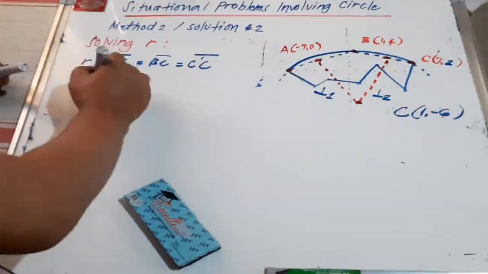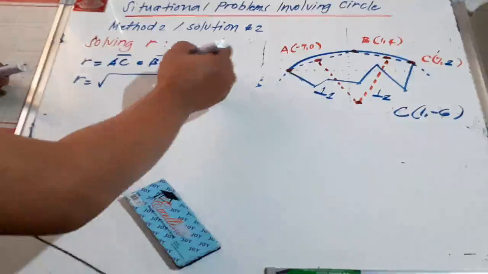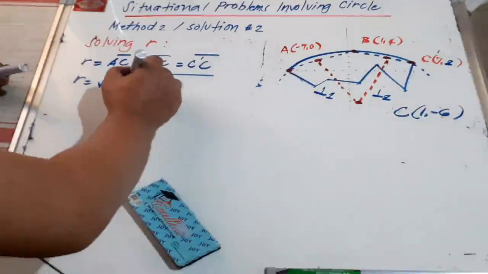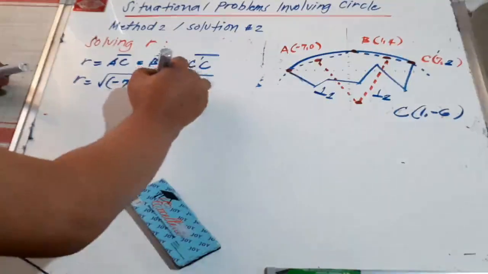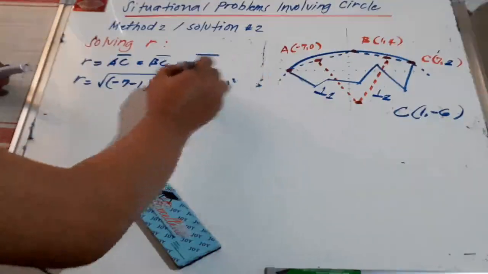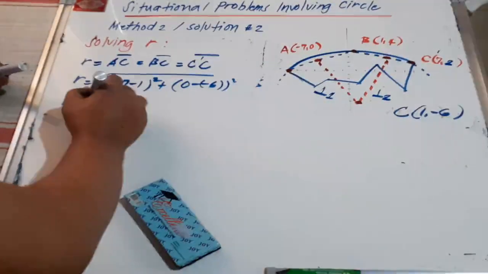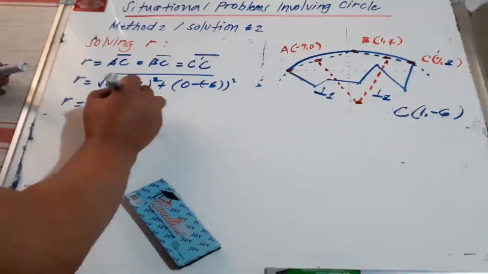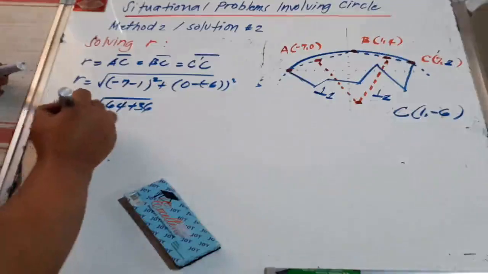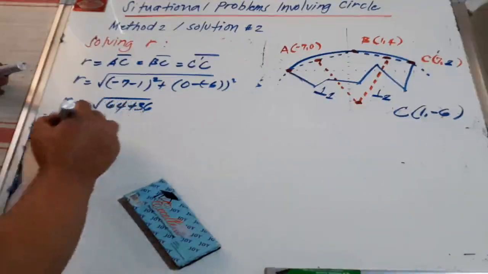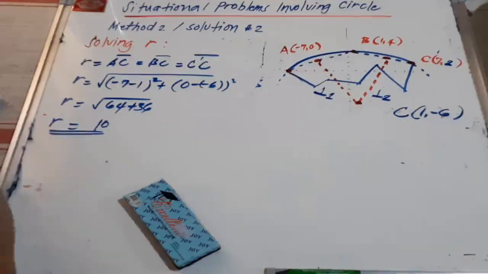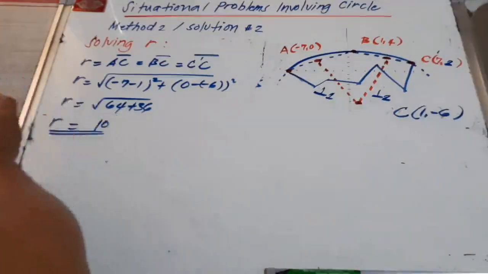So, R equals square root of, by distance formula, we have negative 7, and the center is at 1, negative 6. So, minus 1 squared plus 0 minus negative 6 squared. So, we have, this will become negative 8. Negative 8 squared is 64. And positive 6 squared is 36. Therefore, the length of the radius is 10 units. Okay. So, okay na. So, makukuha natin yung standard equation of the circle. At yun ang isa sa required sa problem.